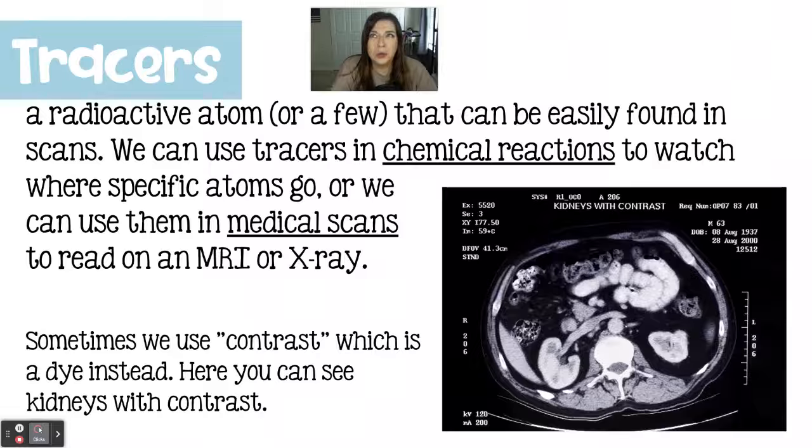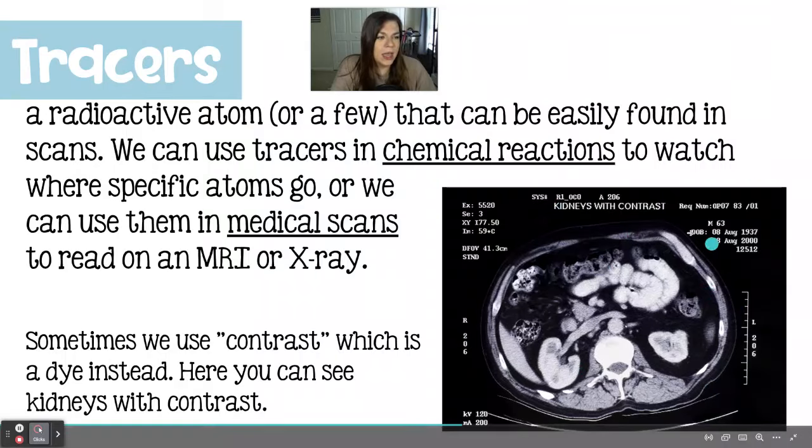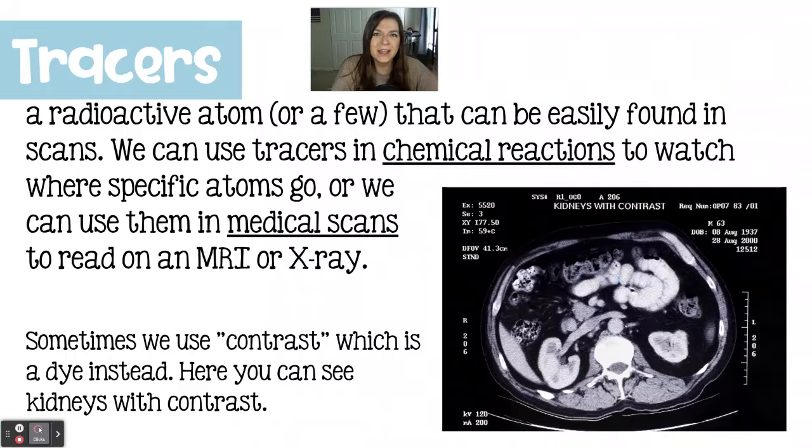I don't know if it could be an X-ray, but I know that primarily they're going to be read on MRIs and CAT scans. Here you can see a kidney. It has all of its structures shown here because of the use of contrast, which is a dye, which could be used instead. A contrast may have a radioisotope and it may not. It's still a medical tracer, so I thought it was good to put it in here.